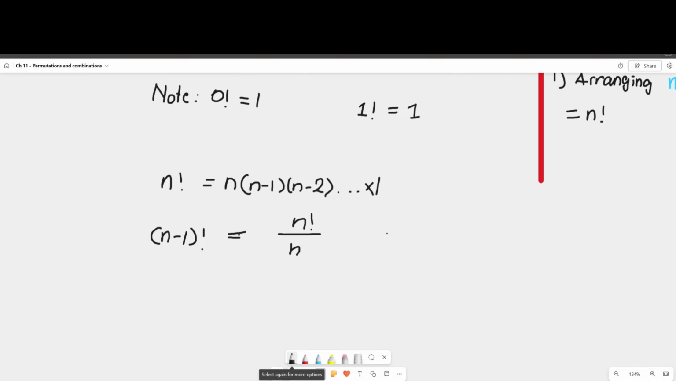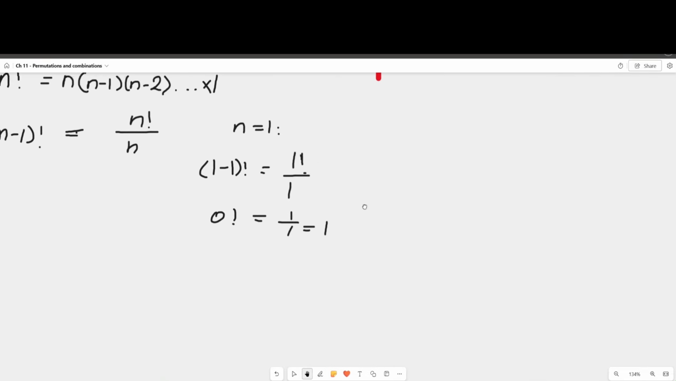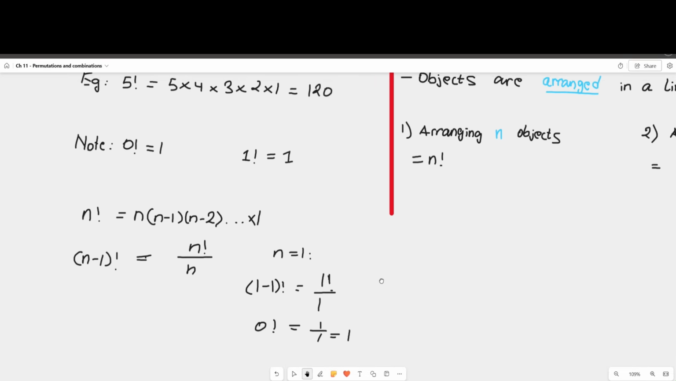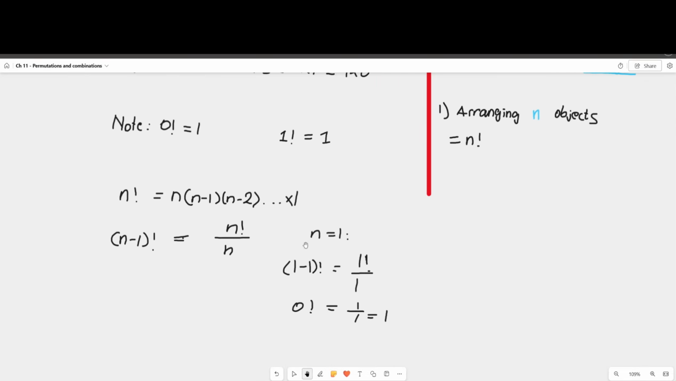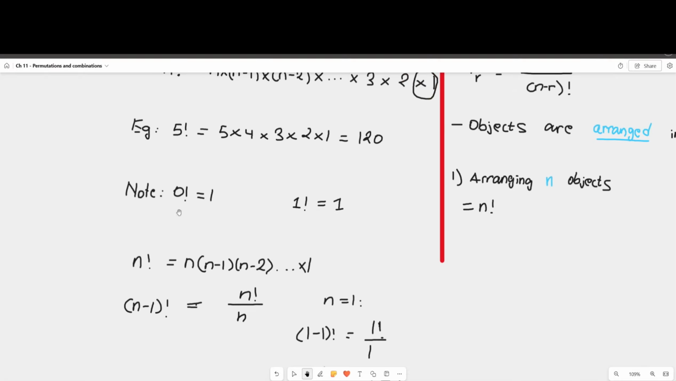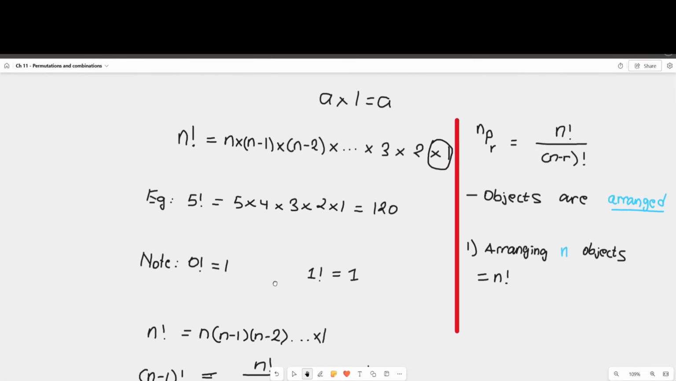So if we put n is equal to 1 into the equation, we get 1 minus 1 factorial is equal to 1 factorial by 1. So 0 factorial is equal to 1 by 1, which is equal to 1. And so we've proved that 0 factorial is equal to 1. This may seem a bit complicated. You don't need to know this. You just need to know the fact that 0 factorial is equal to 1.